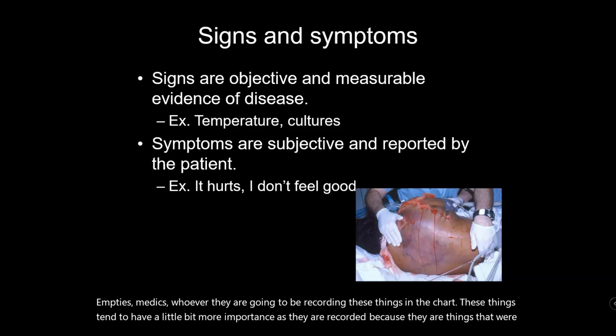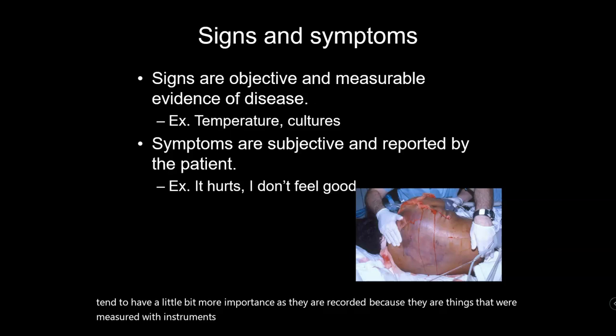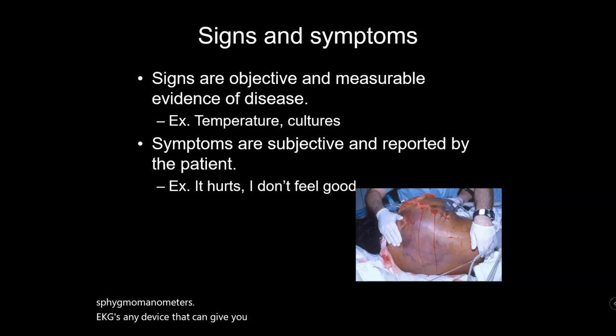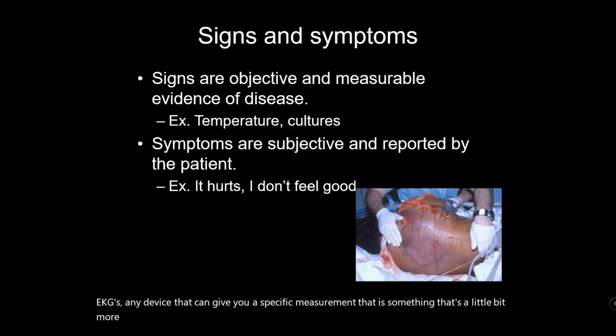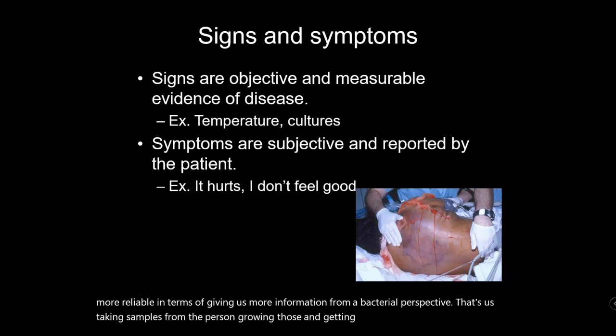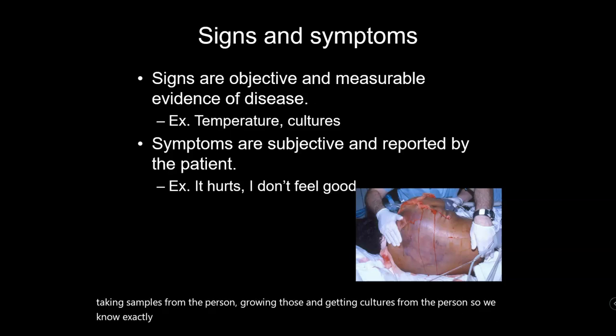These things tend to have a little bit more importance as they are recorded because they are things that were measured with instruments. So temperatures, thermometers, blood pressures, sphygmomanometers, EKGs, any device that can give you a specific measurement, that is something that's a little bit more reliable in terms of giving us more information. From a bacterial perspective, that's us taking samples from the person, growing those, and getting cultures from the person so we know exactly what organism is in that person.